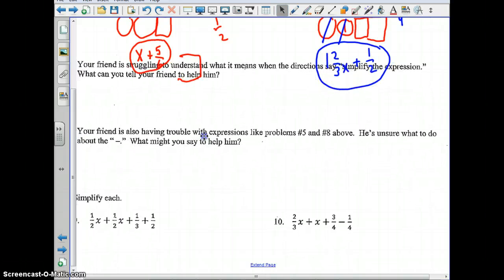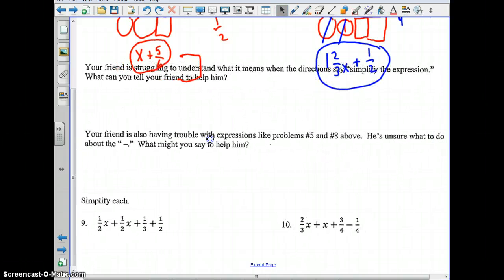Your friend is having trouble with expressions like number 5 and number 8. He's unsure what to do about that. Let's not worry about that one. I think we've done enough for today. So don't do anything else for your homework. You just do these, and then that's enough. We may do some of these in class when I'm there to help you, but just do what I covered in the homework.